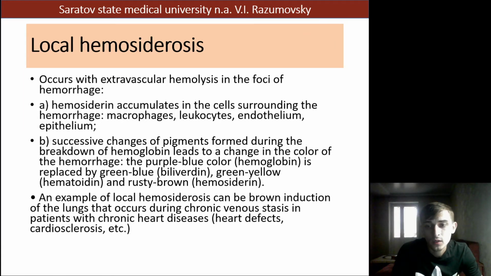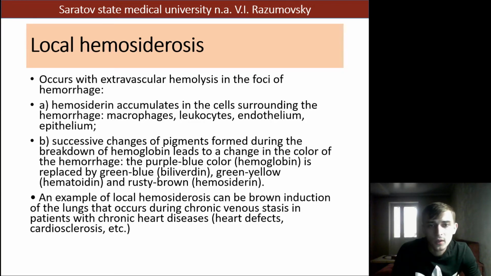In which cells may we find hemosiderin? In macrophages, leukocytes, endothelium, and epithelium. Successive change of pigment formed during the breakdown of hemoglobin leads to a change in the color of hemorrhage. The purple-blue color, hemoglobin, is replaced by green-blue biliverdin, and after it green-yellow hematoidin and rusty-brown hemosiderin.